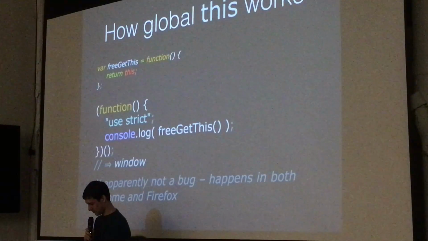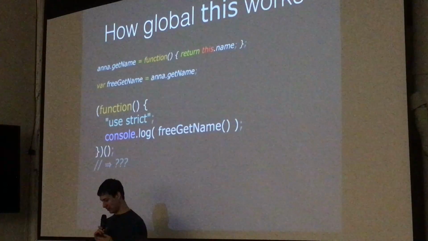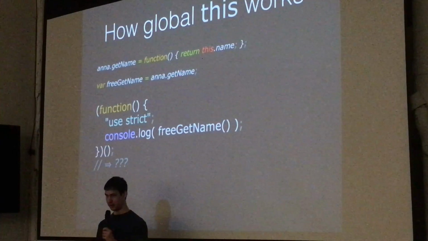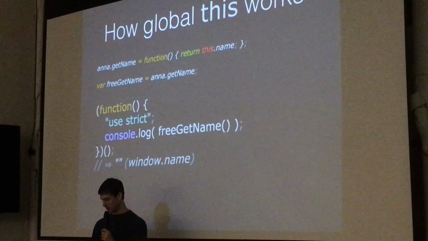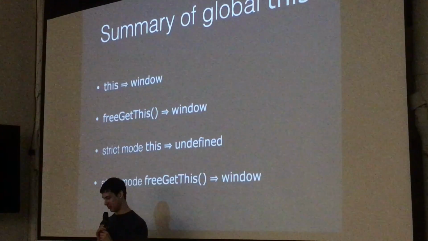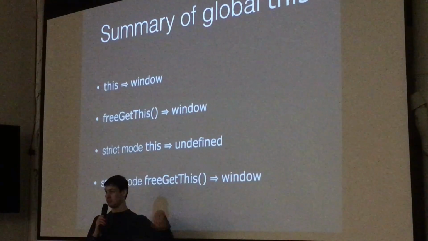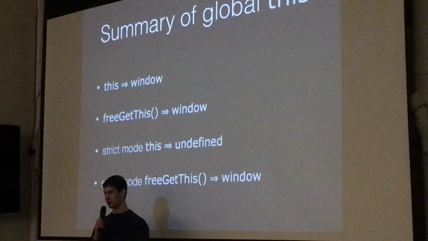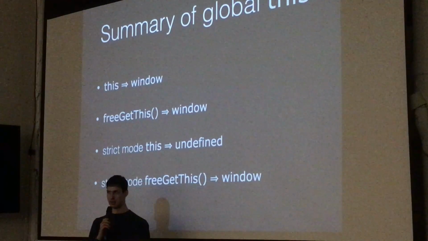And similarly, if you have getName and you try to call it even within strict mode, we'll just get window.name again. So this is kind of a weird inconsistency. Strict mode is supposed to fix this accidentally referring to window by making it undefined, but it seems it doesn't actually cover all the cases. So you can't rely on it to save you from this mistake all the time.